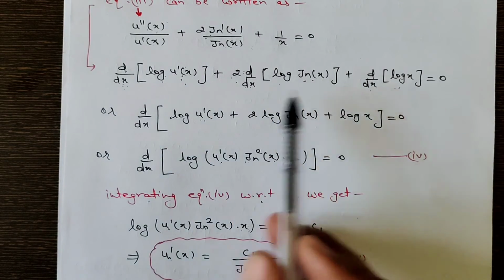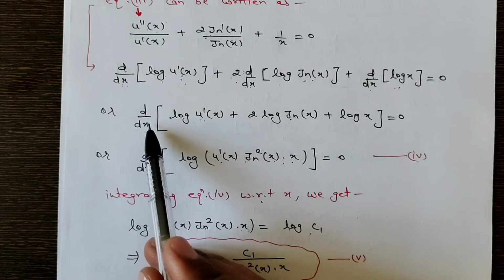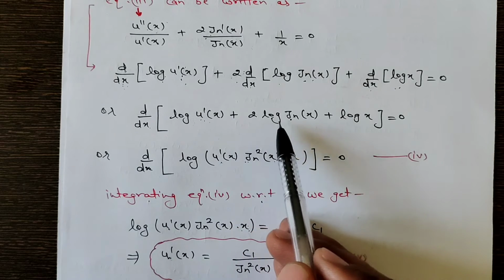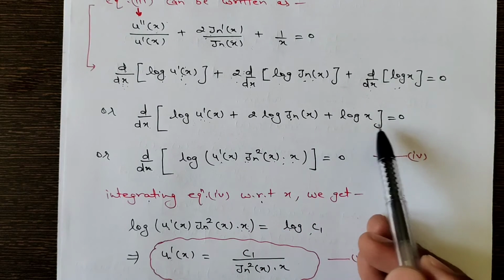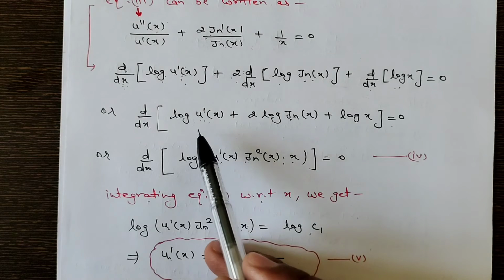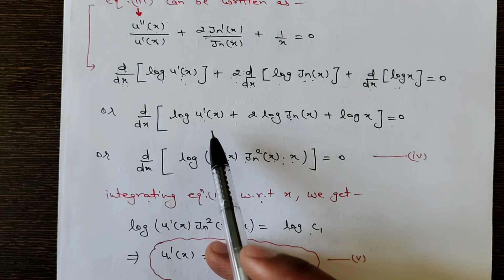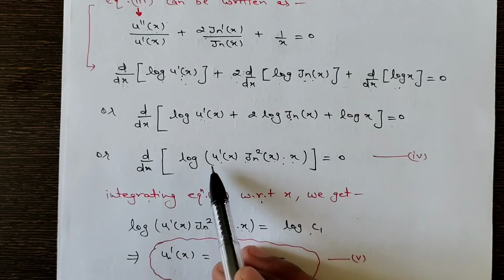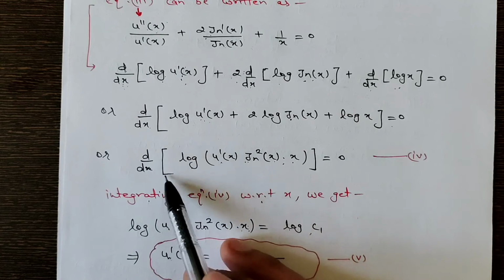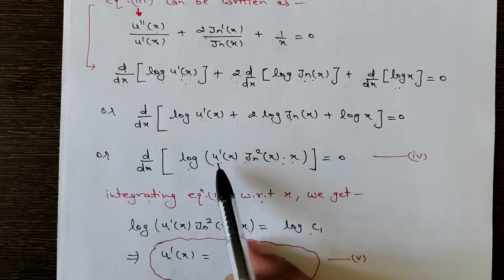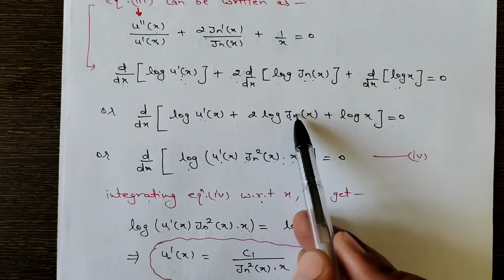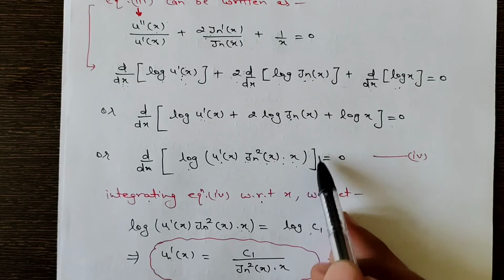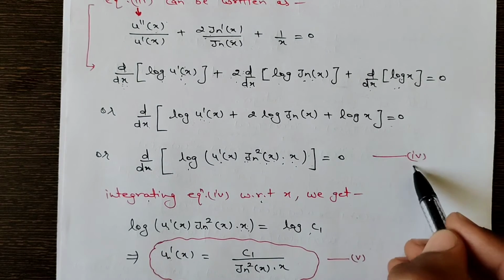In the next step we can take this differential operator common throughout from all the terms, so it will be d by dx of log of u prime x plus twice of log of jn x plus log of x equals to 0. So using the property of log of m plus n as log of m into n, we can represent this entire term by a single term, that is d by dx. Inside the bracket it is logarithm of u prime x, and this 2 can be adjusted in the power of this jn x, so it will be jn square x into x, bracket close, equals to 0. This is our equation fourth.